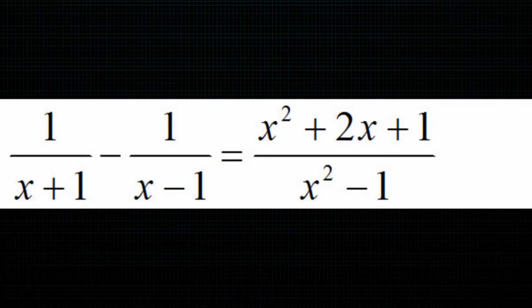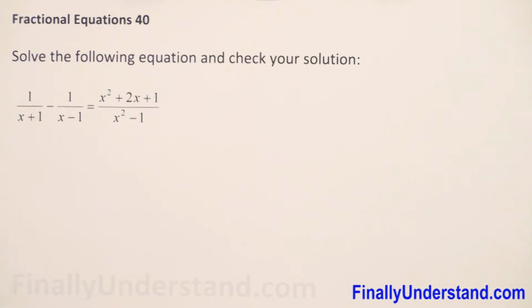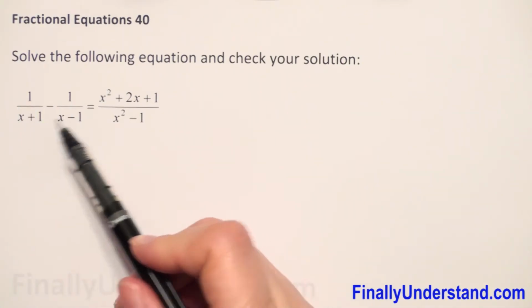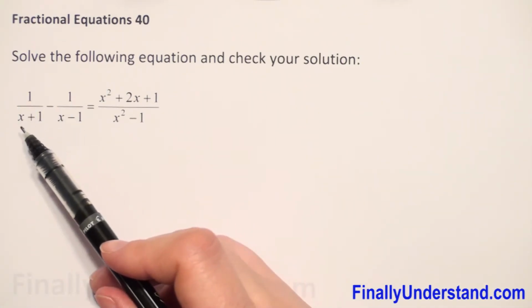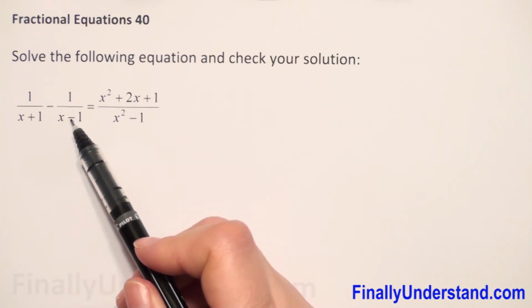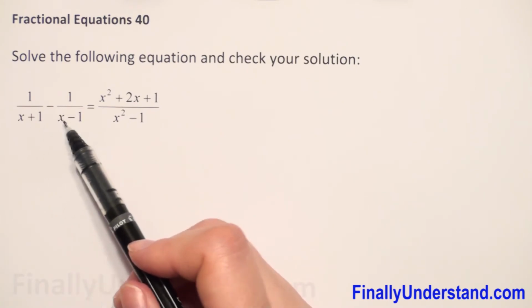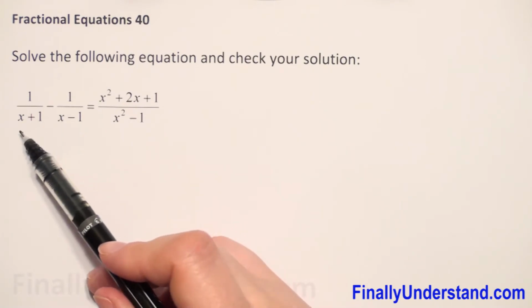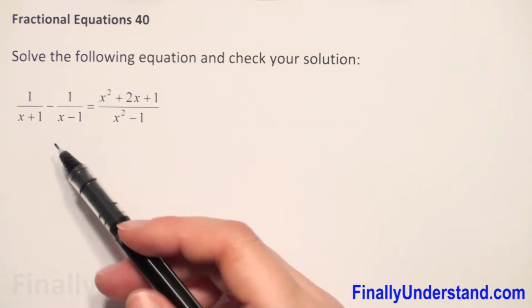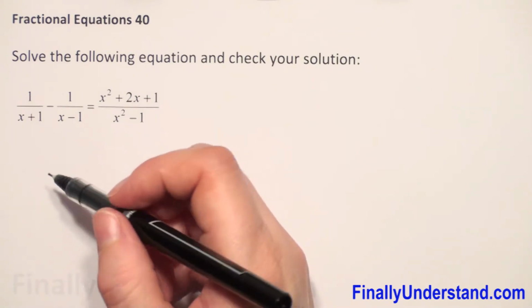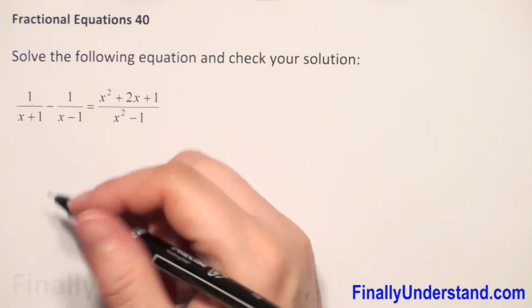We have given a fractional equation. First, let's check what we have on the left side. We have subtraction of algebraic fractions. So we know that to subtract algebraic fractions we need to have the same denominator. We have x plus 1 and x minus 1. So the common denominator will be x plus 1 times x minus 1.